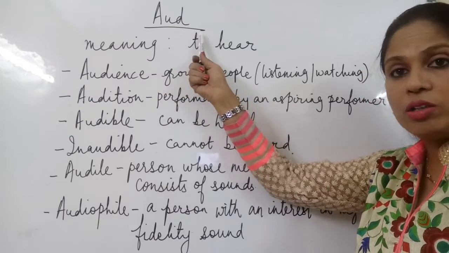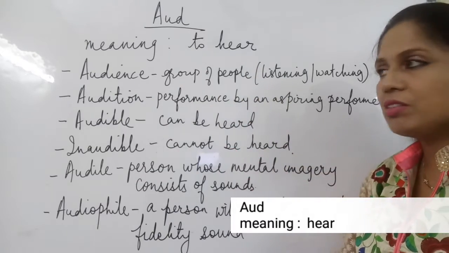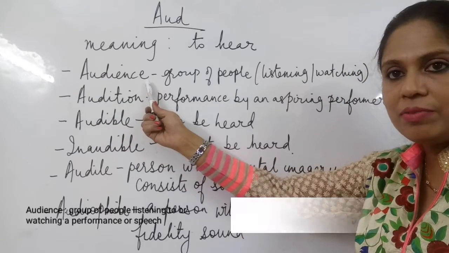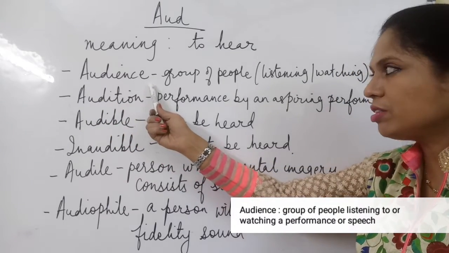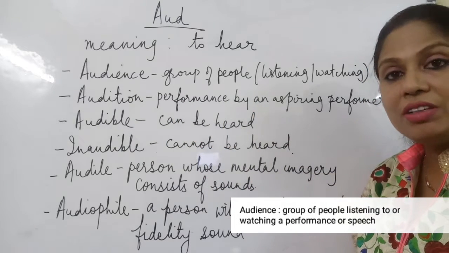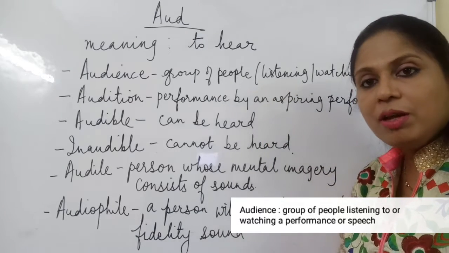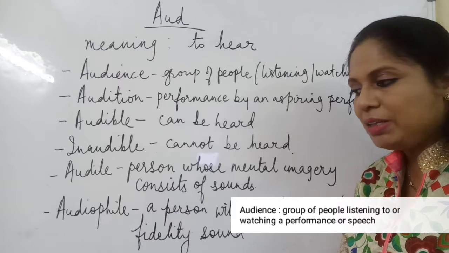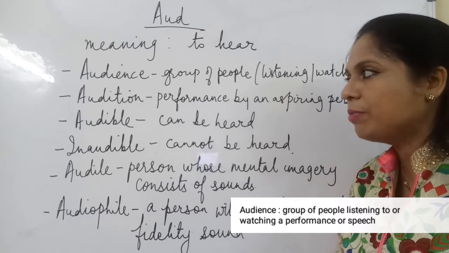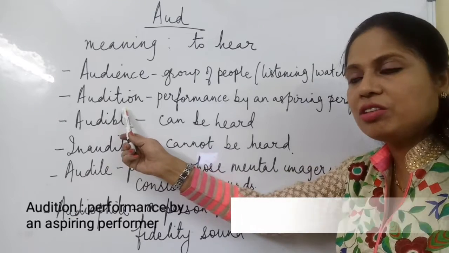The root word "aud" means to hear. The first word that I've brought today is audience. Who is an audience? An audience is a group of people who are within hearing range. But they not only listen or hear, but they also watch something like a performance, a movie, or a speech, or something like that.